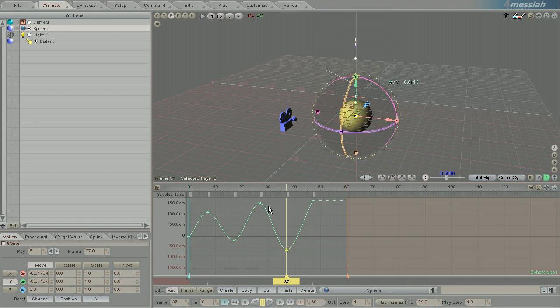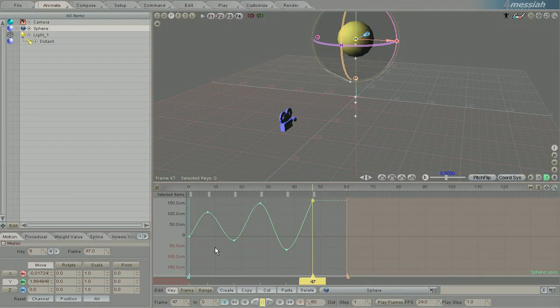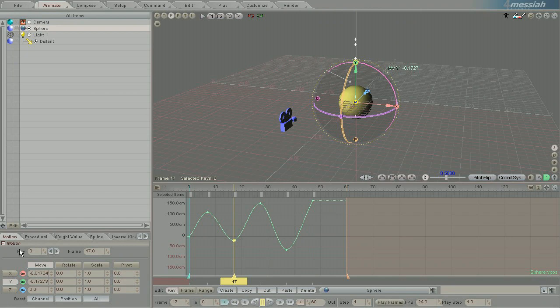And so at any time, you can click any point, and that is the keyframe that shows up in the motion block here, and you can see all of the information about that keyframe. Key 3, frame 17, and these are the values that were entered in.